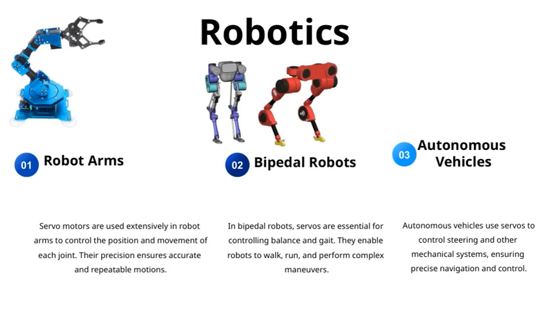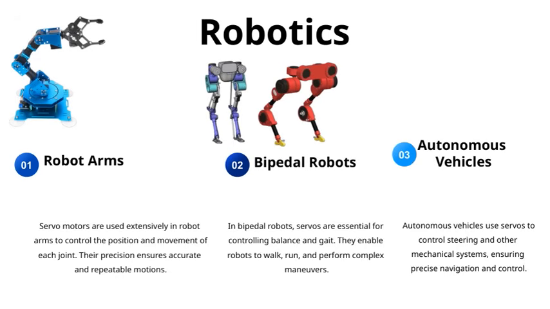Now, let's take a closer look at how servo motors are utilized across different aspects of robotics. First, in robot arms, servos play a crucial role in controlling each joint's position and movement. Their high precision ensures that the robot can perform tasks accurately and repeatably, which is essential in everything from manufacturing to delicate assembly work. Moving on to bipedal robots, servos are vital for maintaining balance and coordinating gait. They allow these robots to walk, run, and even perform complex maneuvers by adjusting their joints in real time. It's a fascinating application of precise control that mimics human movement.